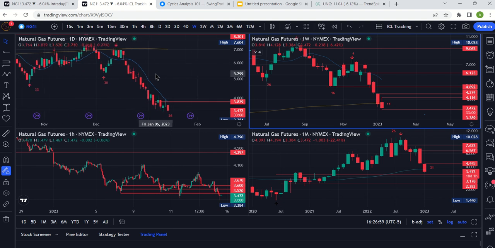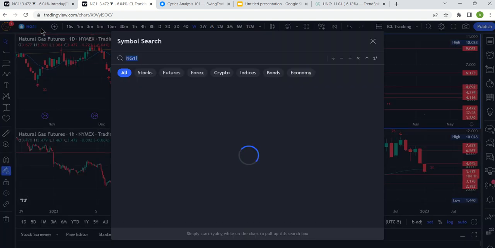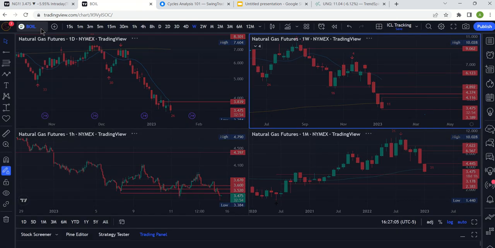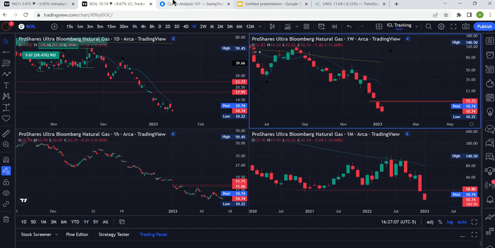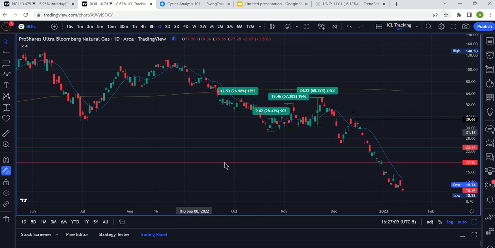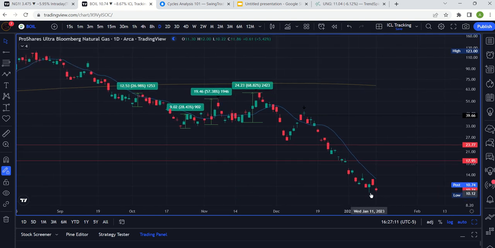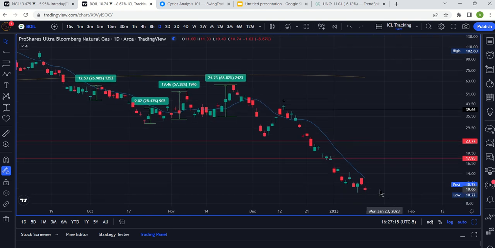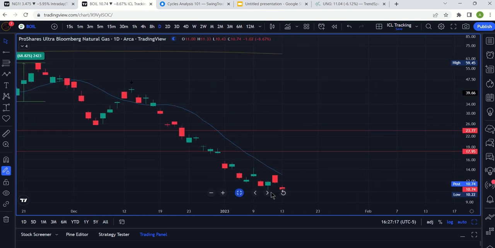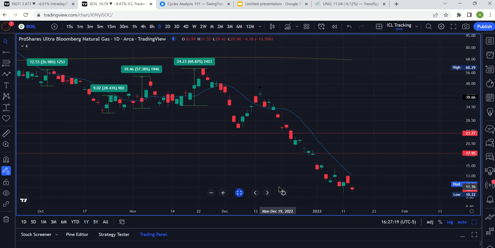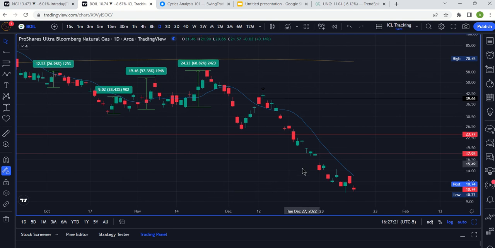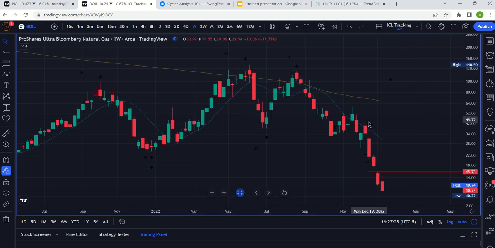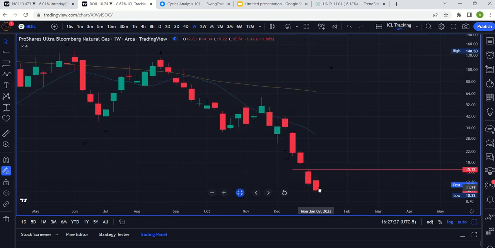And so let's look at BOIL and UNG. Just remember that when BOIL is making all-time lows, that's a very dangerous situation to be in. It actually didn't make a new low today, even though natural gas did. So this thing doesn't always move in lockstep with natural gas. But let's look at what we did on the weekly.